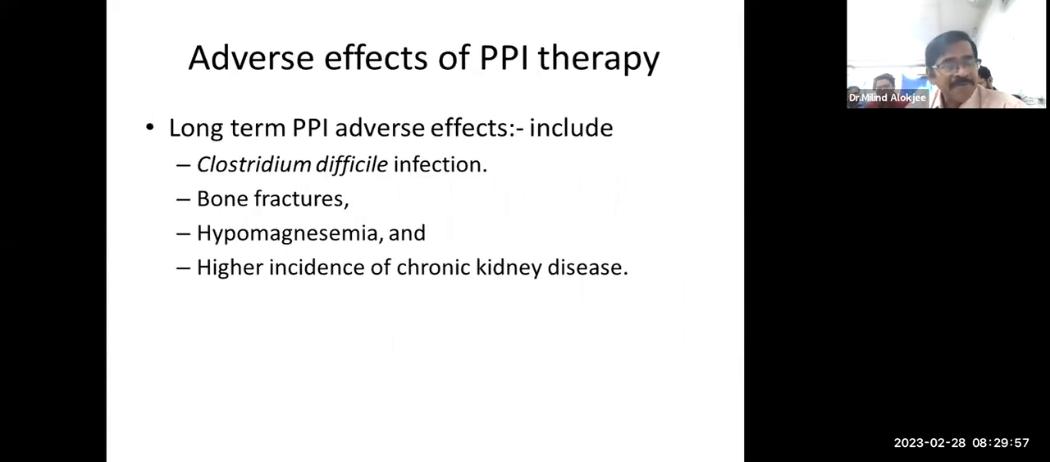So, PPI therapy is not without side effects. Long-term PPI therapy has been shown to cause an increase in Clostridium difficile infection. Patients may have an increase in bone fractures, hypomagnesemia, or a higher incidence of chronic kidney disease.